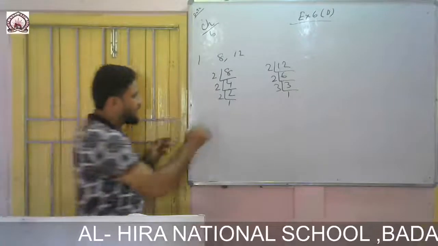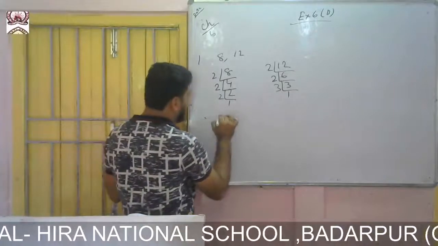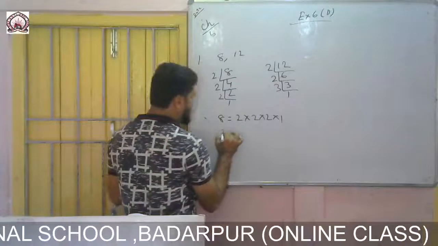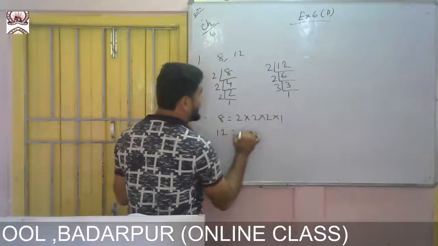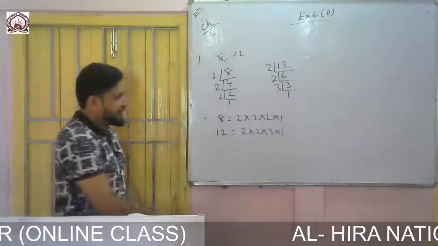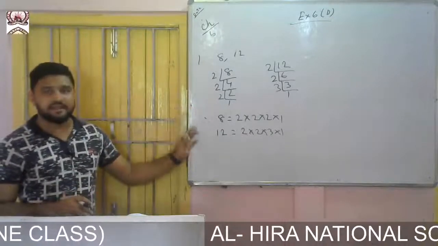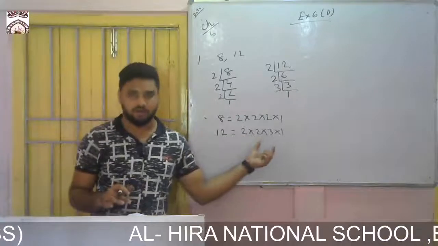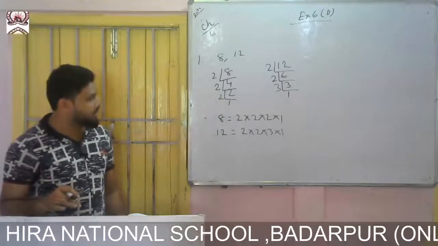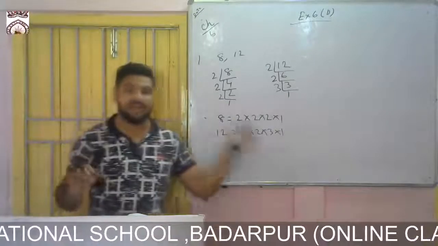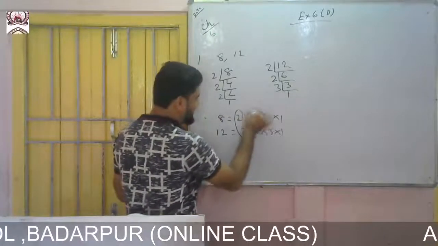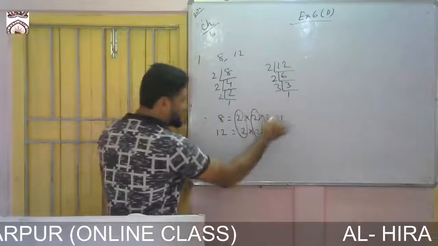Now write 8 equals 2 into 2 into 2 into 1, and 12 equals 2 into 2 into 3 into 1. In case of HCF we take only the common factors, but in LCM we shall take the common factors and the remaining factors. The common factor is 2 here. Is there any more 2? Yes, this more 2, and the rest all we shall take.